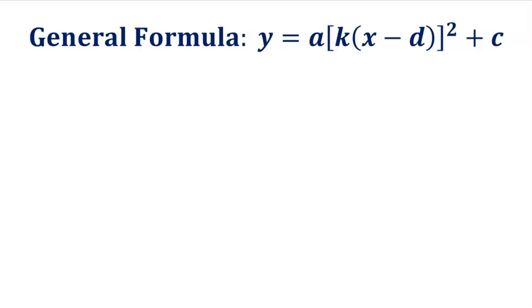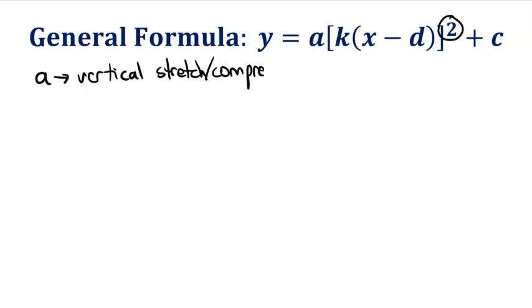So as we begin by considering the quadratic function, y equals x squared, we apply the transformations a, k, d, and c to that squared function. Let's look at what the a value does. The a value is a vertical stretch or compression by a factor of a. In other words, you're going to multiply the y values by the a value. Not the x values, but the y values, because that's the vertical coordinate.